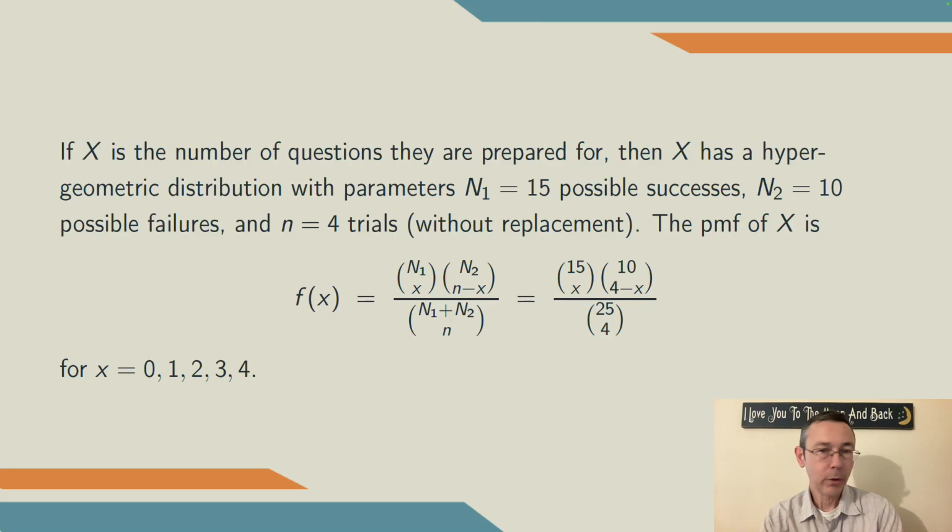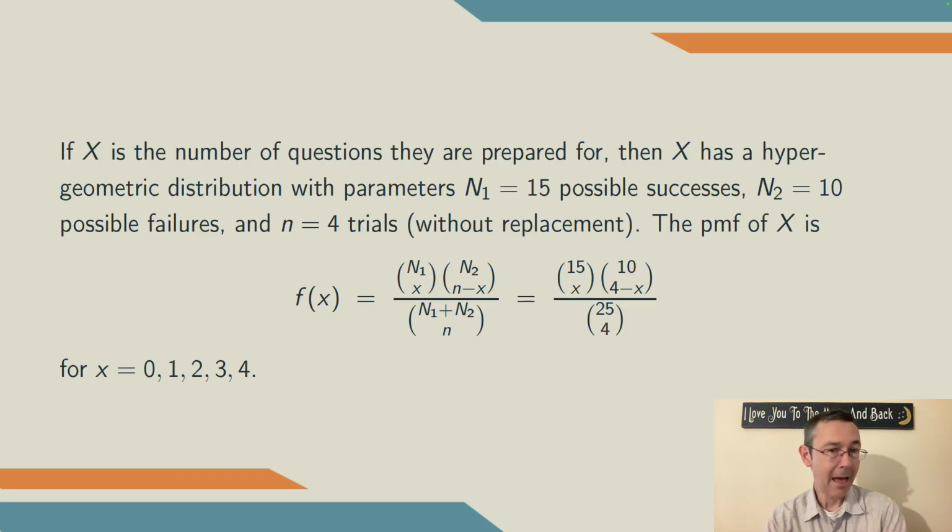We are now in a situation where we're doing sampling without replacement. We're taking a sample from that population of 25 possible questions. We're not having any possibility of repeats here. On each individual trial, there's 2 possibilities, either a success or a failure. Either they're prepared for the question or not. There are 15 possible successes in this set of 25, 15 questions they're prepared for, and 10 possible failures. The sample size is going to be 4. We're doing this without replacement. Again, we're in a hypergeometric distribution with those parameters.